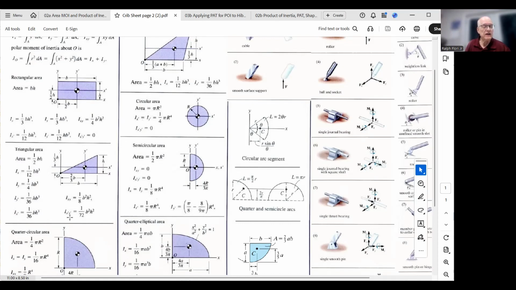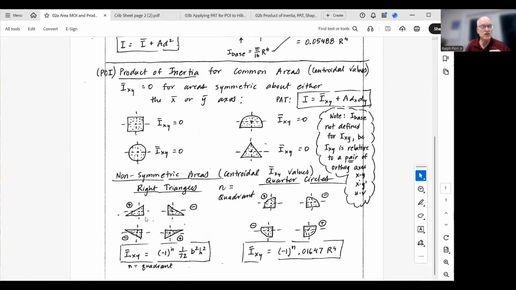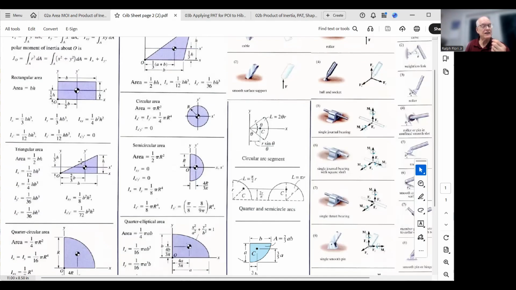For this right triangle, he gives an I bar of 1/72 b squared h squared. Notice this is positive. He doesn't give you the other orientations. He just says that's positive. If you go back and look at my sheet, the triangle at that orientation is positive. If he turned that around, it would be negative. If you flip the mirror image vertically, it would be negative. So he doesn't give you the whole story there, but at that orientation, it is positive. And then he gives an I origin value with the x and y, which is 1/8 b squared h squared. And we're going to prove that here momentarily.